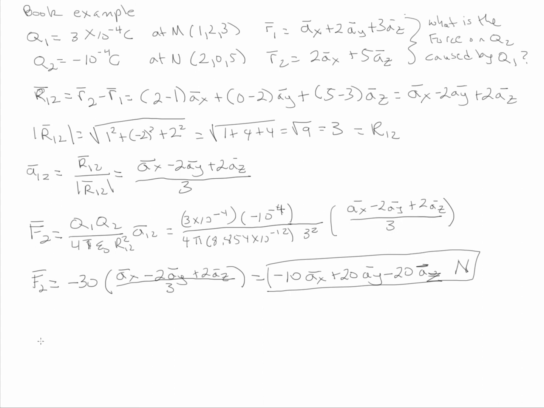And just as a side note, the force that Q1 would experience due to Q2 is equal to minus F2. So it's just going to be the negative of that number. So it'd be plus 10ax minus 20ay plus 20az newtons. So that finishes that book example.